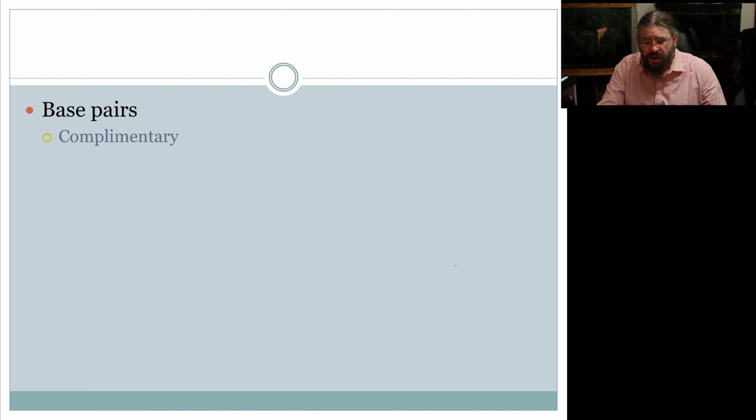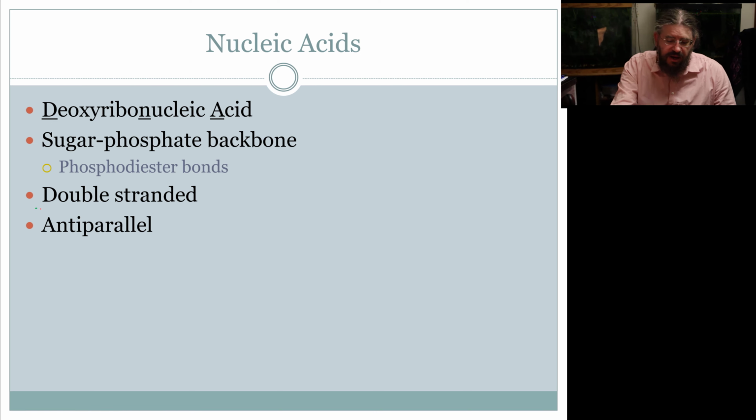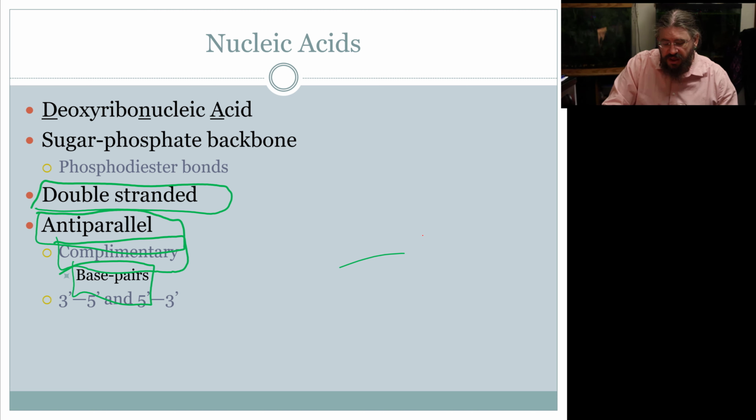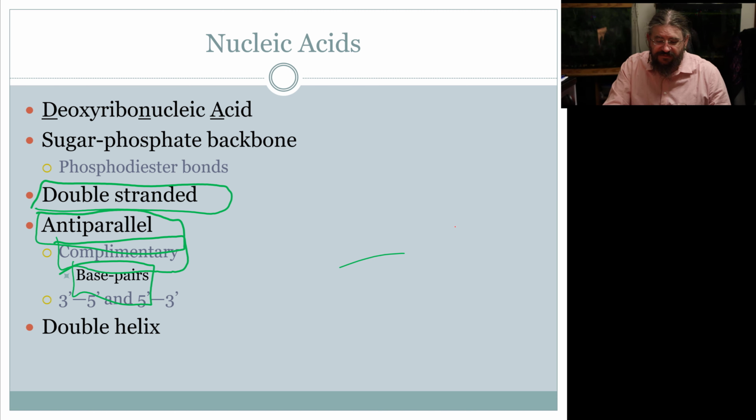Deoxyribonucleic acid, blah, blah, blah, blah. Double-stranded, anti-parallel, right? Complementary strands that are held together by hydrogen bonds between base pairs. They run in the 3 to 5 and 5 to 3 direction. And lastly, they have a helical shape.